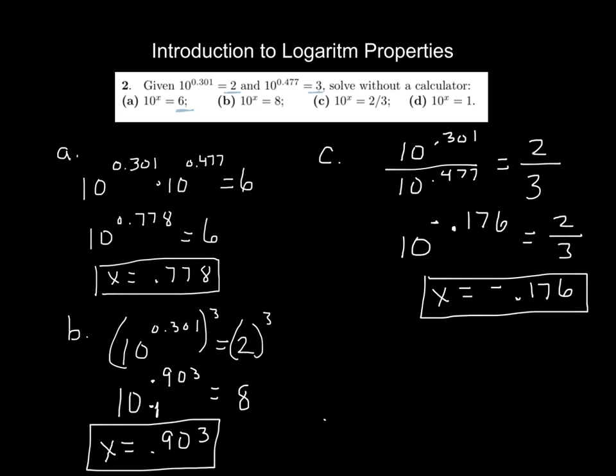How are you supposed to do that without a calculator? And the last one, D, you're not even really using those problems, because 10 to what power is 1? 0. So 10 to what power equals 1? Well, x has to equal 0 because anything to the 0 power is 1.